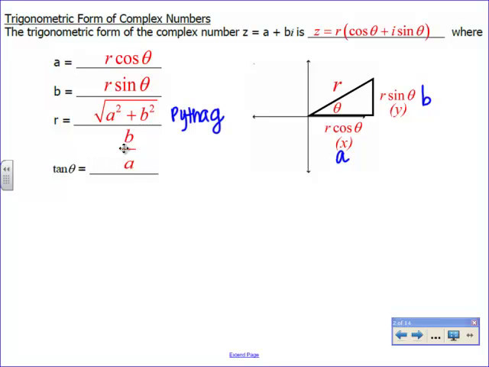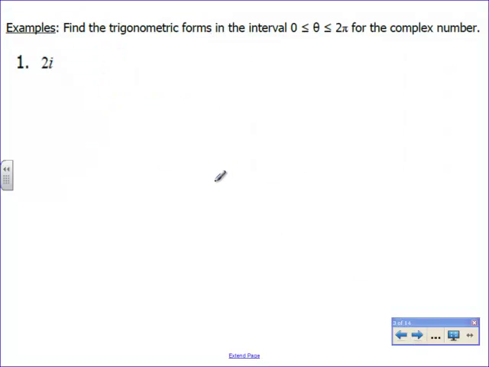And then tangent of theta, using that ratio again, is the opposite over the adjacent, b over a. And if you were to solve for theta, you'd have inverse tan of b over a. So essentially my b replaces my y, my a replaces my x, but I'm using all the same formulas that I had from polar coordinates. Okay, so on to the examples.